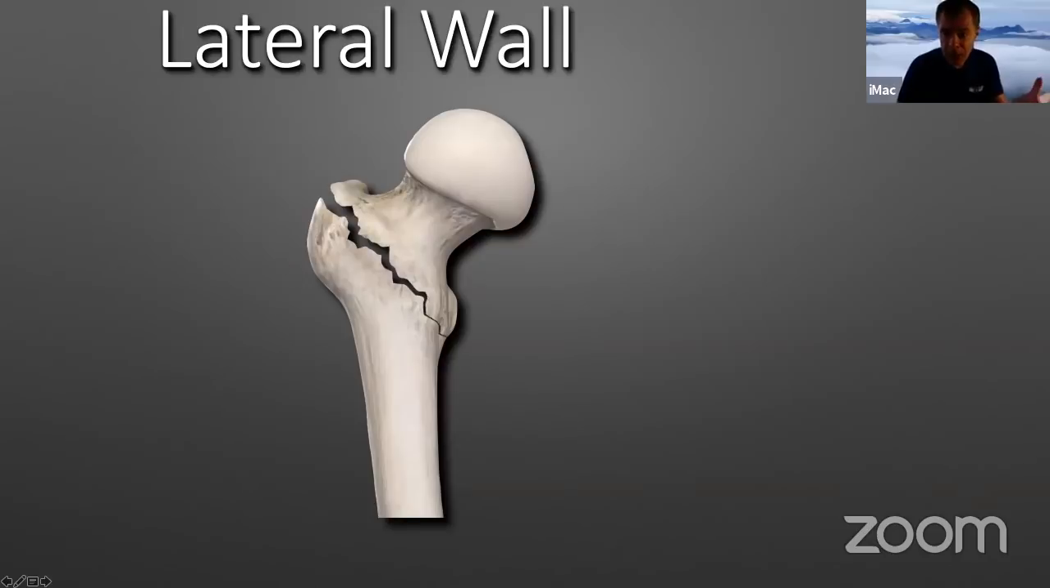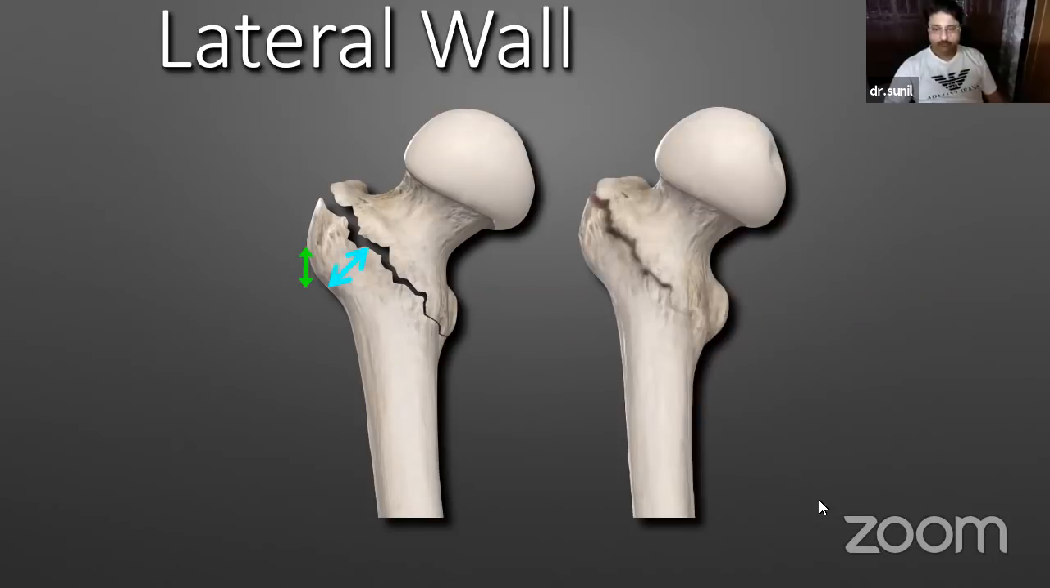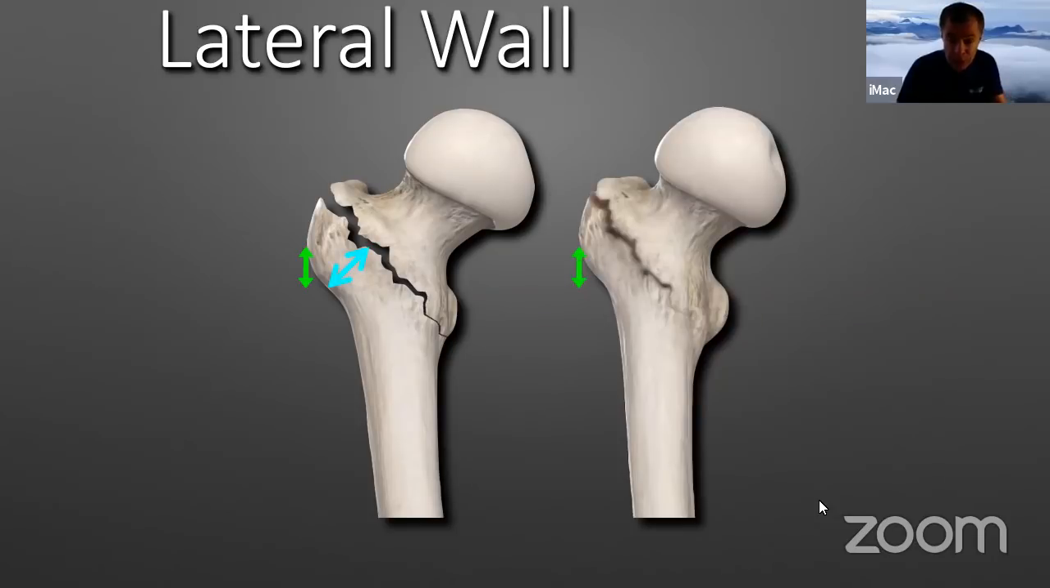So that is my biggest question about using the AP, the simple X-ray, to measure the lateral wall. Could you keep going, Sunil, and I'll talk? Yeah, if you get this externally rotated a little bit, this number will change. Keep going.